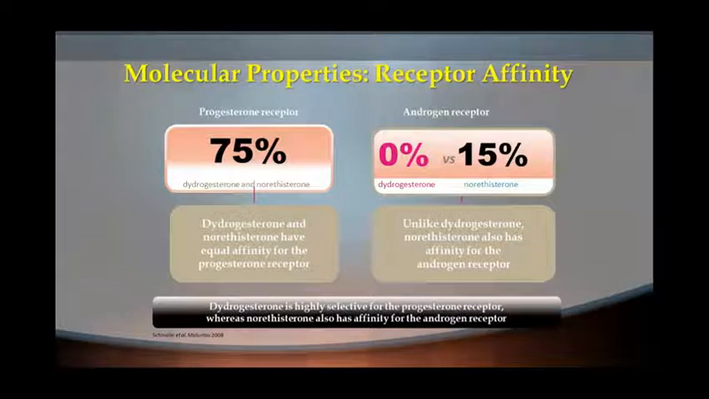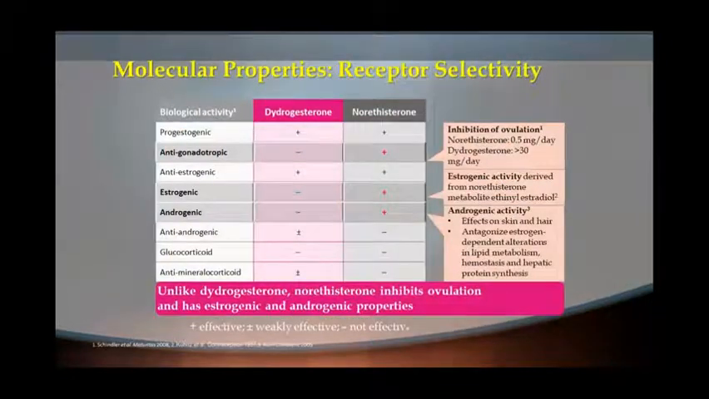They have the affinity for progesterone equally. However, as you see here, the androgen receptor affinity for dydrogesterone is 0, while it is 15% for norethindrone. And that explains part of the side effects that netta can have amongst women, such as headaches, hair growth, and certain other side effects that are related to the androgen receptors.